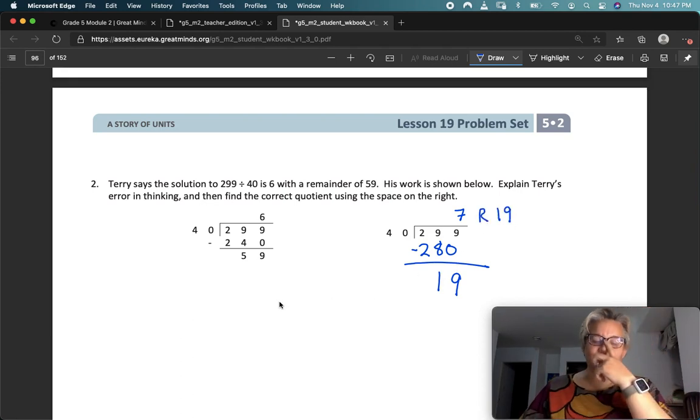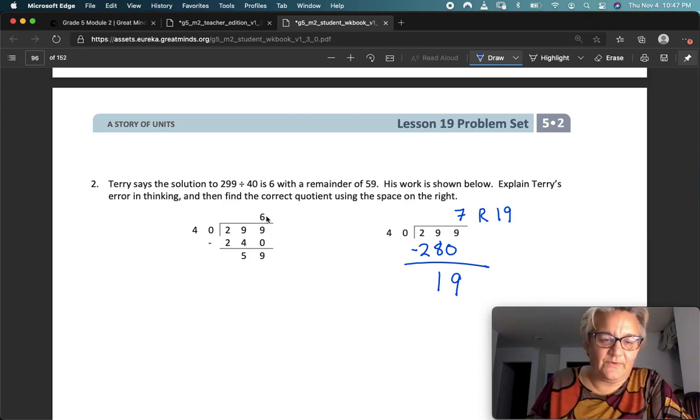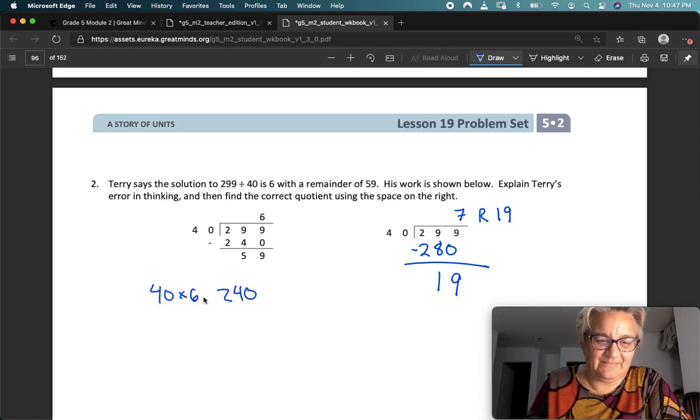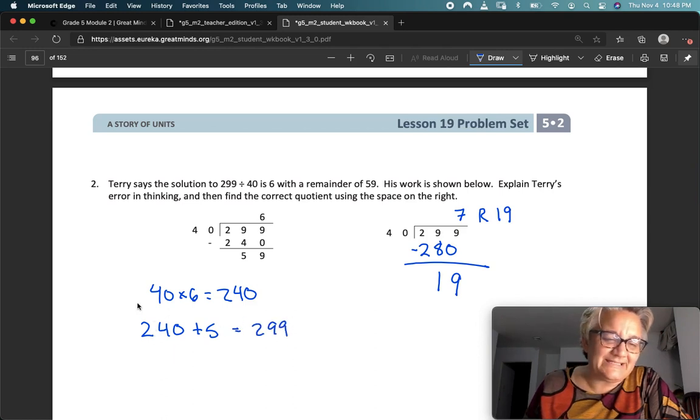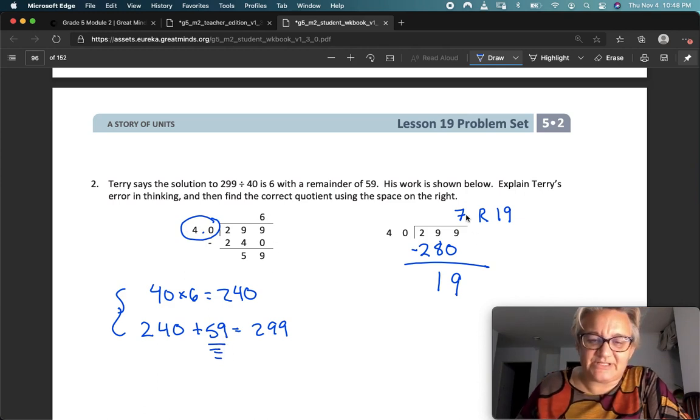Okay, now let's look and see what he did. He said 4 times 6 is 240, right? 40 times 6. And then he took the 240 and he added 59 to get 299. Well, when we look at that, that doesn't look wrong, except this number right here is bigger than 40. So we know that 40 could have gone into that one more time. So that answer is actually 7.